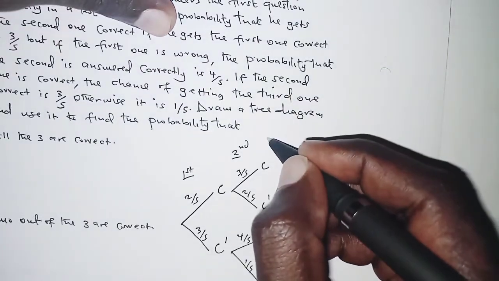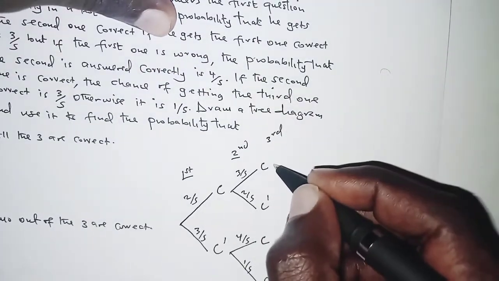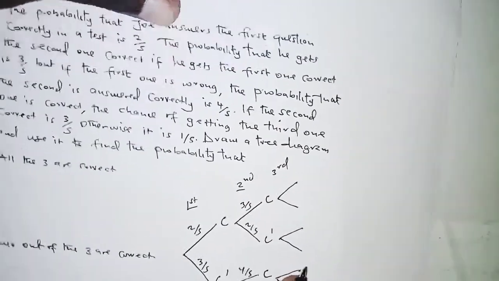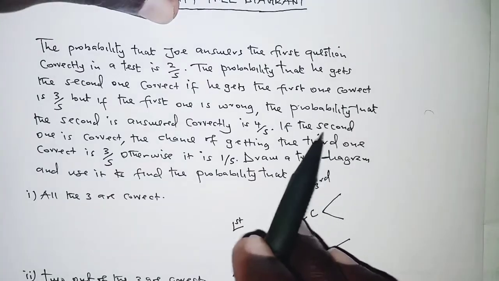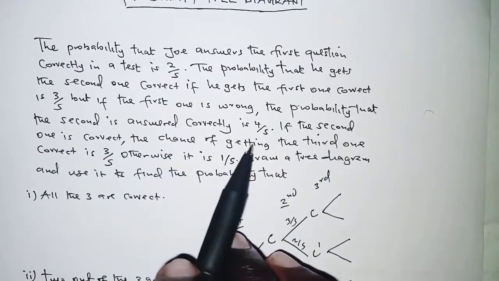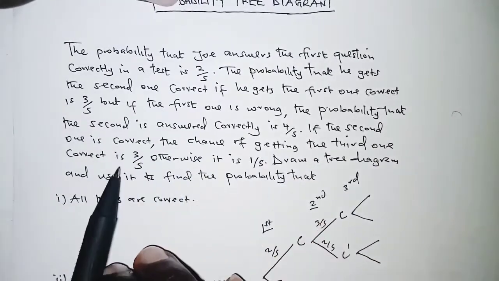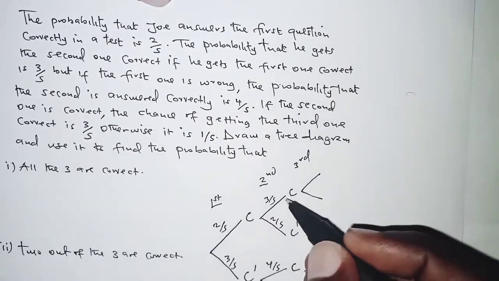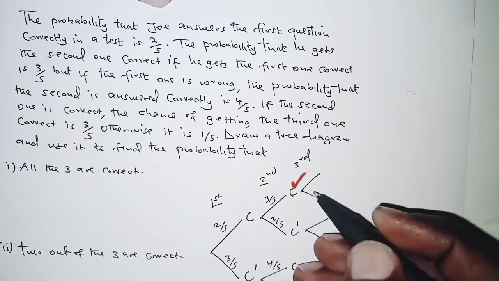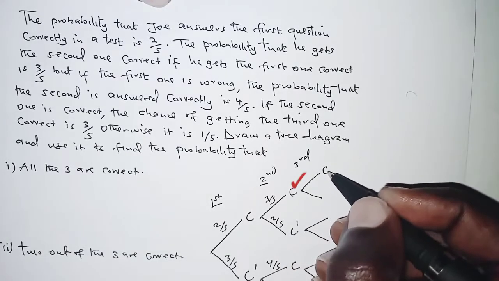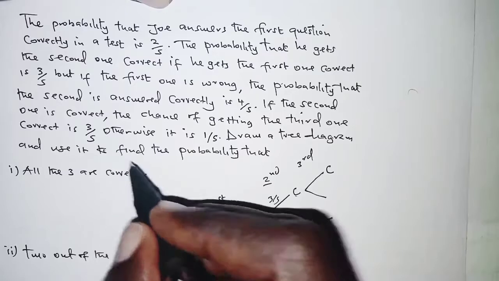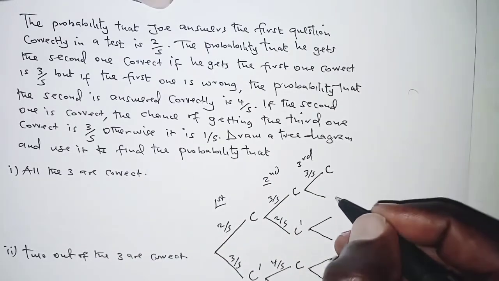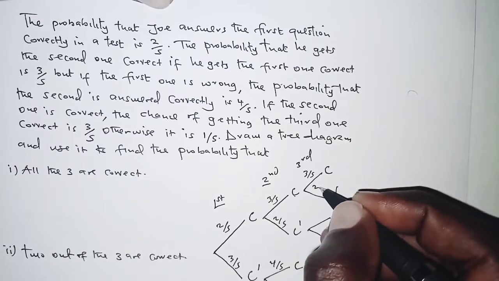Next, we move to the third one, the third test. If the second one is correct, the chance of getting the third one correct is 3 over 5. So if the second one is correct, then the third one being correct, we are told, is 3 over 5. So here we'll have 3 over 5, and therefore not being correct automatically is 2 over 5.